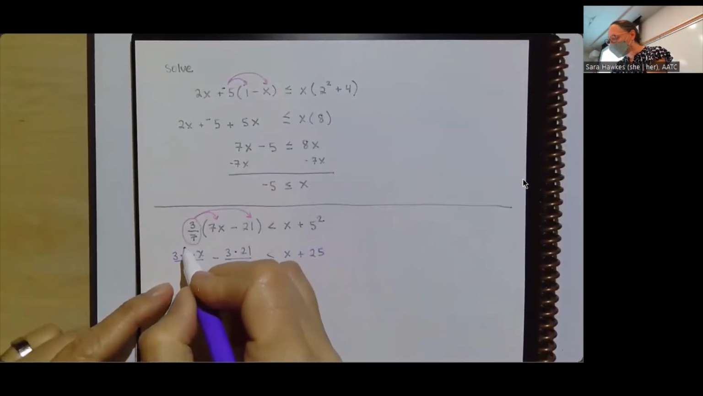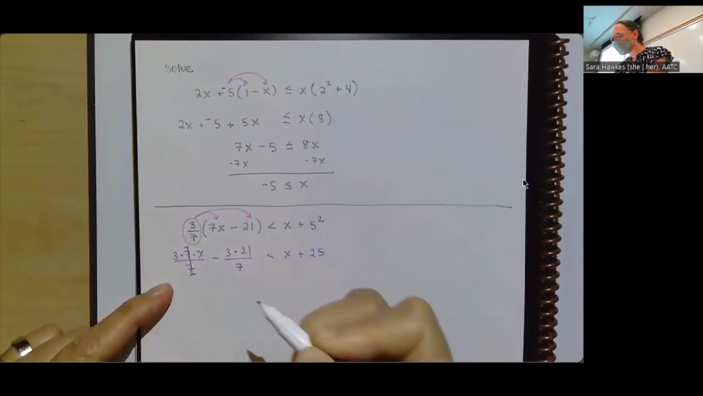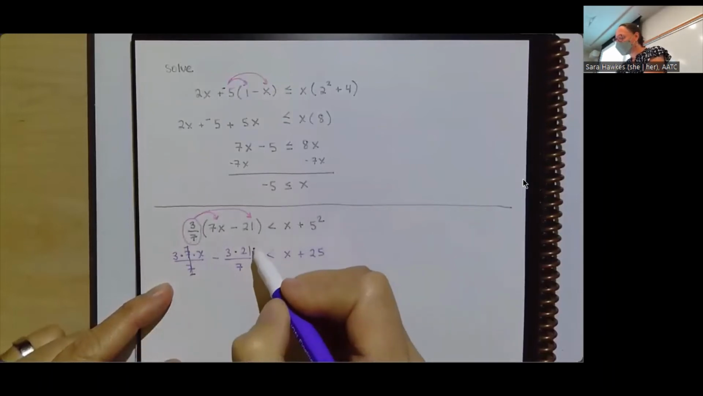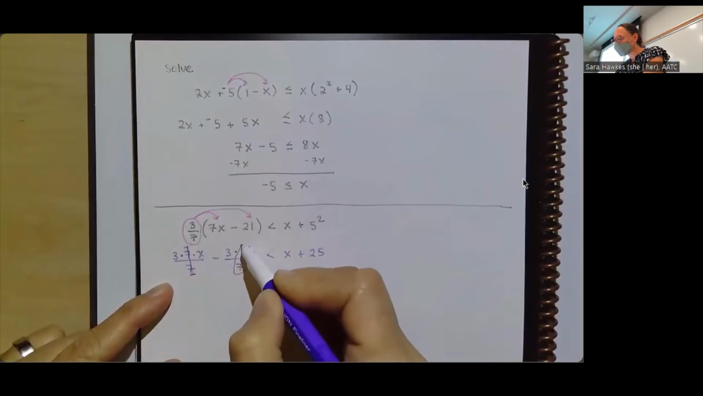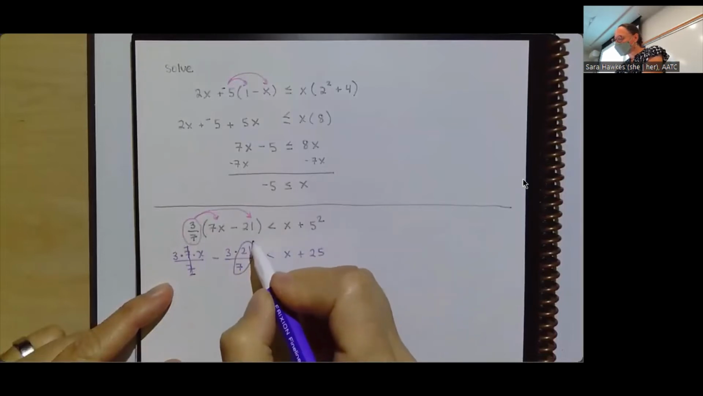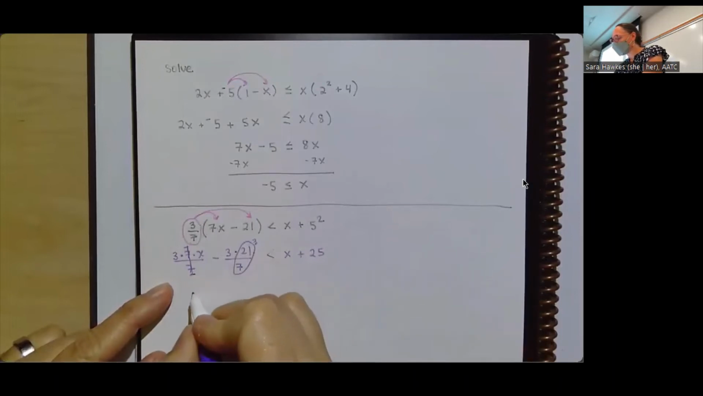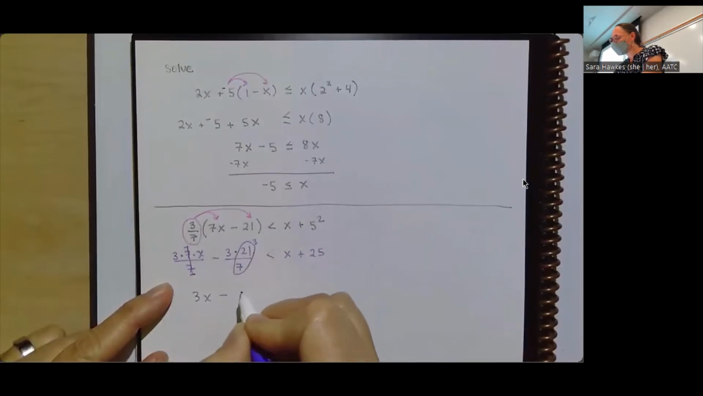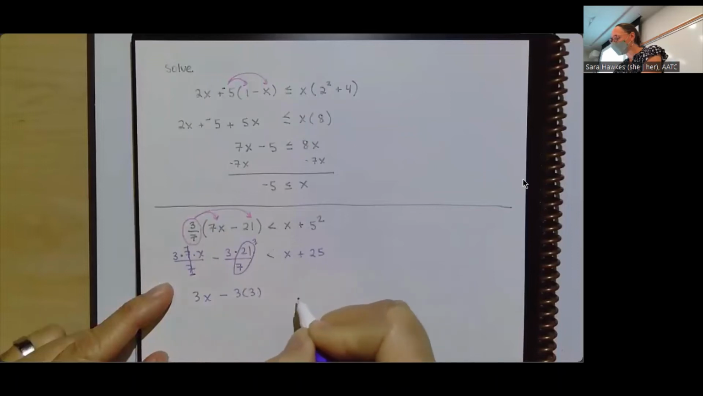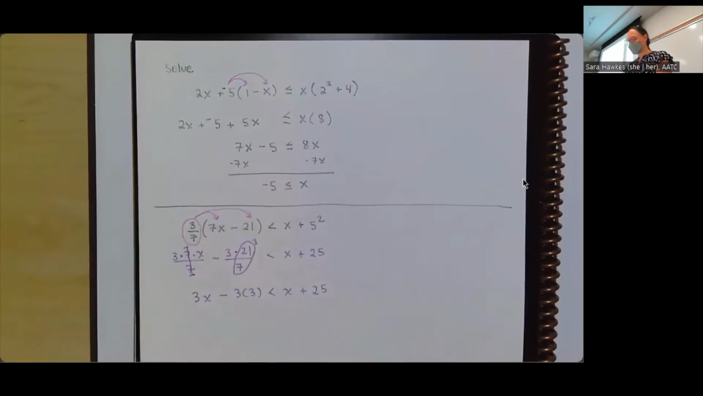So here my 7 over 7 is a 1. And 21 divided by 7, that should be 3. So I'm going to have 3x minus 3 times 3 is less than x plus 25. And I will let you go ahead and finish it off from there.